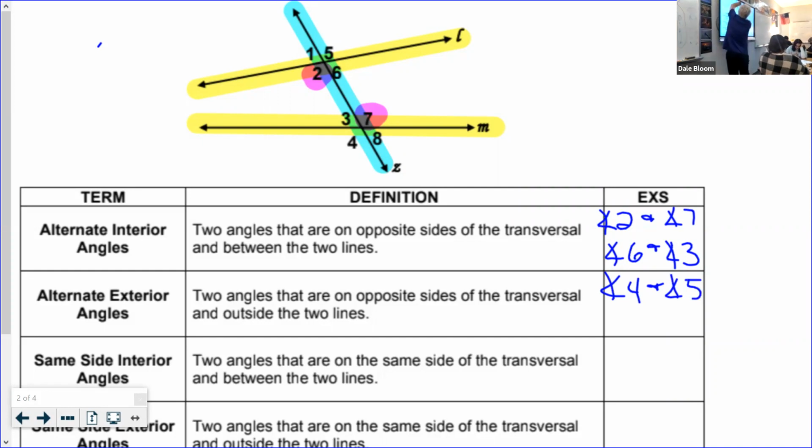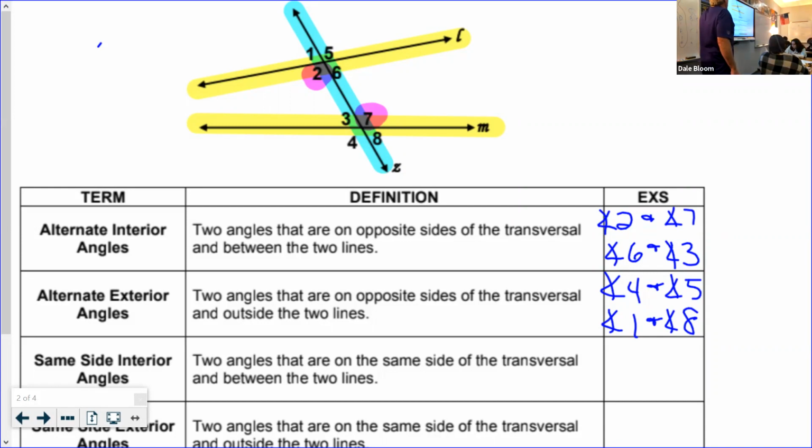Also, alternate exterior angles are angle 1 and angle 8. They're on alternate sides of the transversal, that blue line that we call the transversal, but they're on the outside of the highway. They're not between our yellow lines. Make sense?